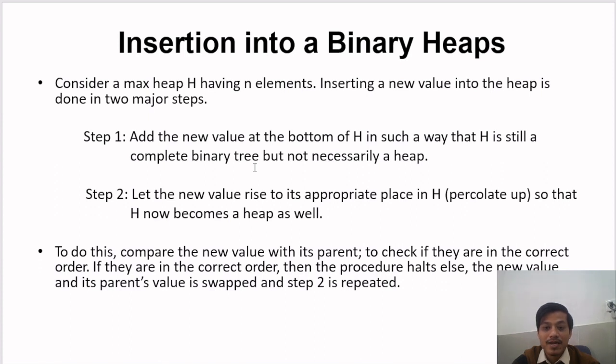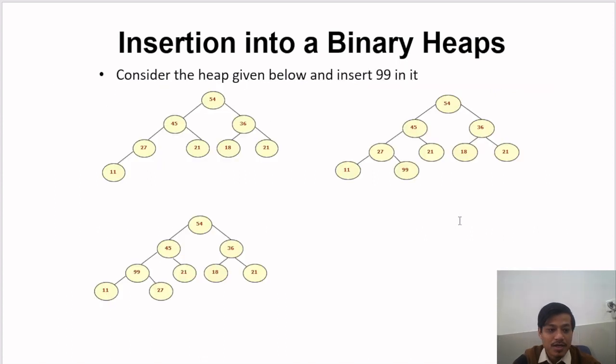If we want to build a max heap, then the value which you have inserted at the bottom should be compared to its parent, and if it is higher you have to percolate up. That means you move up, and keep on comparing until it is placed in the correct order, letting the new value rise to its appropriate place. That is percolate up. That's what I have discussed, and this is the example.